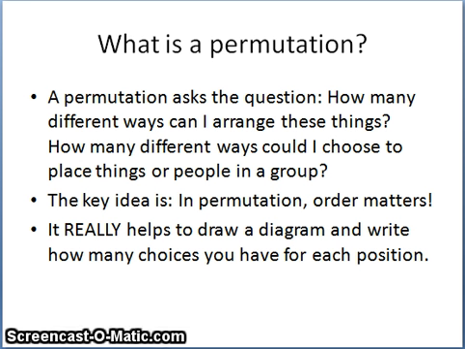Okay, so a permutation, the reason we have to talk about factorials first is because permutations are going to use factorials. A permutation asks the question, how many different ways can I arrange these things? Or how many different ways could I choose to place things or people in a group? It's kind of like a ranking system: permutations would be how many different ways you can rank these things. A key idea is that in permutations, the order of the things you're choosing matters. It matters what order you put things in.